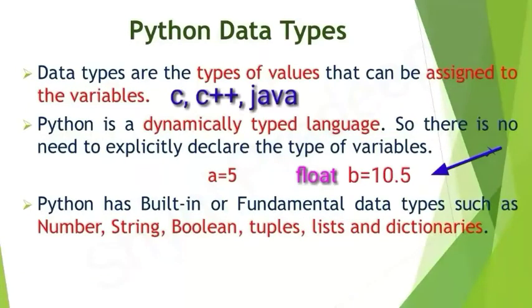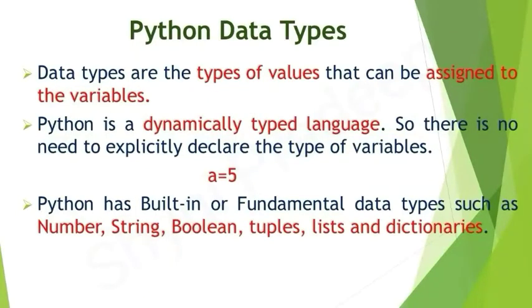C, C++, Java, these languages are statically typed languages, because in these languages, all the variables are explicitly declared with their respective data types. But Python is a dynamically typed language. So there is no need to declare the data type of values explicitly. When you write a Python program, A is equal to 5.